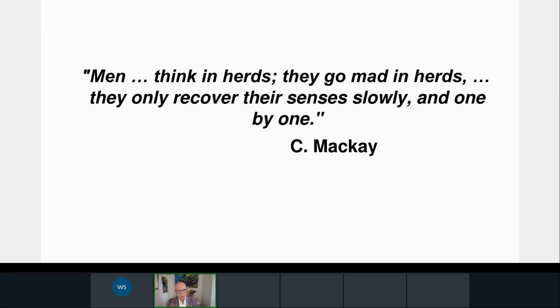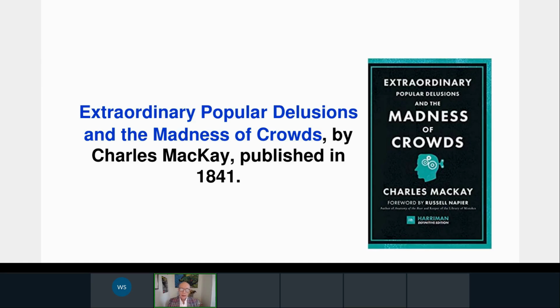Here's a quote from C. Mackay: "Men think in herds, they go mad; in herds, they recover slowly." You might think this would be in the Wall Street Journal or the Financial Times over the last year, where people were worrying about whether the AI boom in the stock market was going to turn out to be a bubble. In fact, this goes back, getting on for 200 years. The book by Charles Mackay, I would say, is still greatly worth reading on delusions and the madness of crowds.